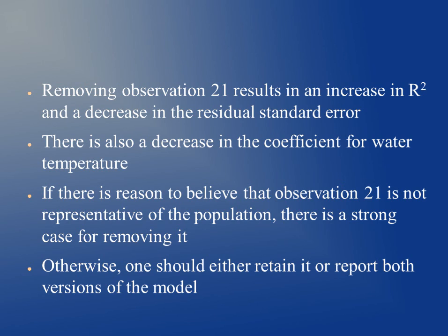If there's a reason to believe that observation 21 is not representative of the population, or if it's just an error in measurement that we're sure about, then there's a strong case for removing it. Otherwise, we should retain it or report both versions of the model. And to be safe, reporting both versions of the model is probably what we want to do here, because if we were to delete that observation, we get a regression model that more closely fits the data, but if it's a true data point, we want to keep it in there too. So by showing both of those models, it gives both pieces of information.